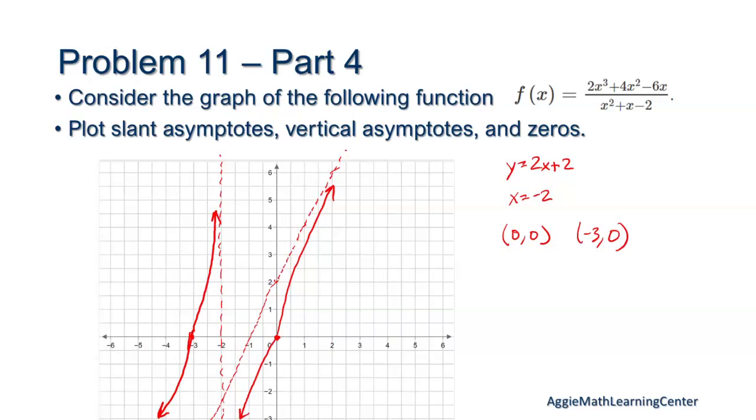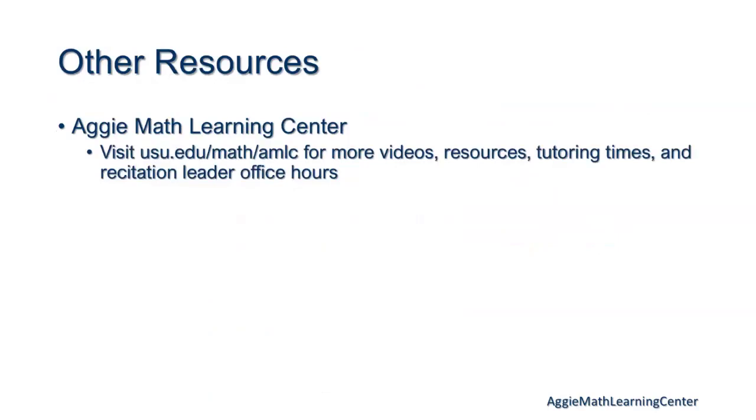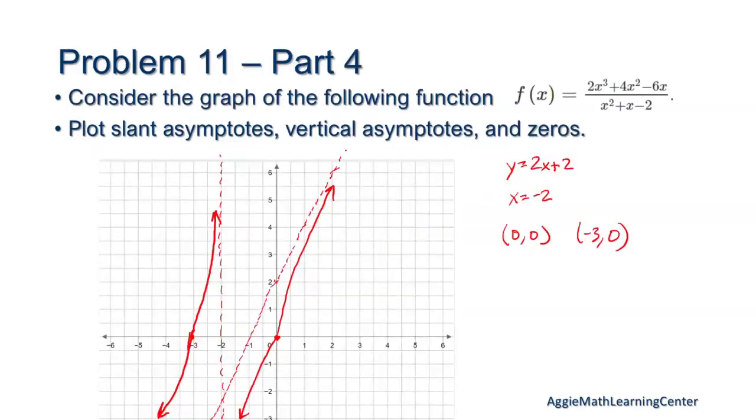So, any questions with graphing with vertical or horizontal or slant asymptotes or any of that? Okay, that leaves us at the end of the review. Are there any questions with anything in the review?